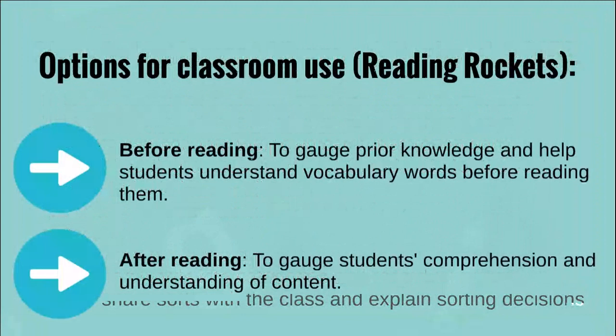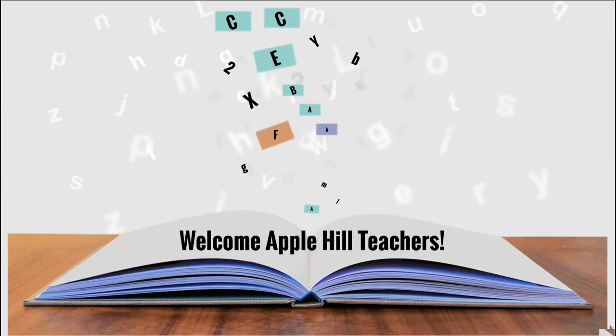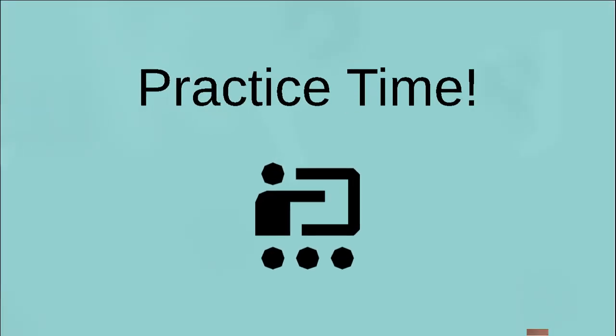So next, we're going to take some time to practice using this strategy so that we ourselves are comfortable using it in our classrooms. For this exercise, we will be practicing an after reading word sort. I chose a 3rd grade level text excerpt, 16 target vocabulary words, and 3 closed sorting groups.